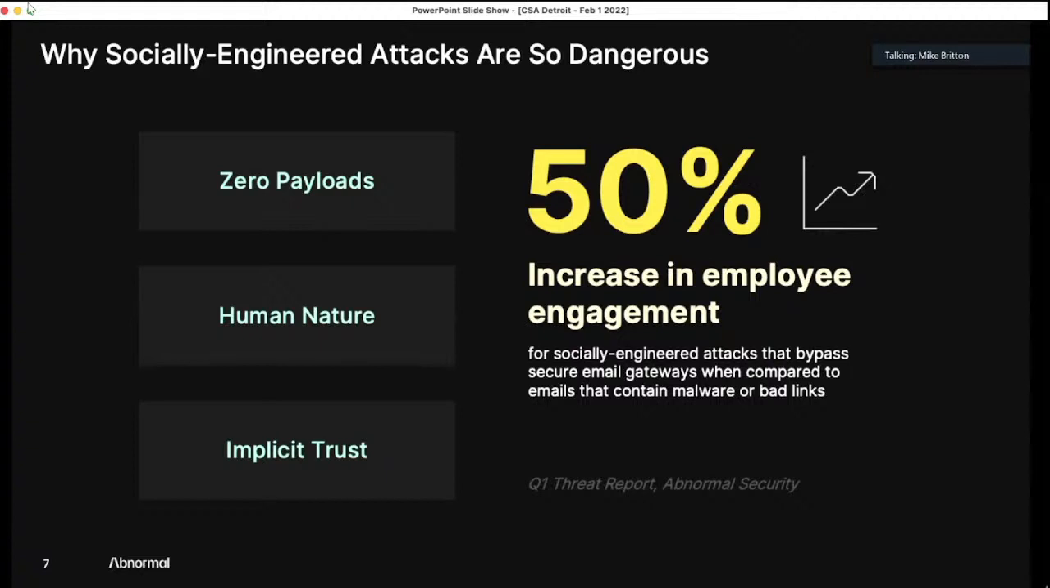Also, human nature is to want to be helpful. There's a whole psychology behind social engineering. People want to be helpful. They want to do the right thing. Nobody wants to be that company that's not paying their bills on time. And so just the mere fact of human nature and wanting to trust and wanting to be helpful gets people to engage with attackers and ultimately make those transfers.